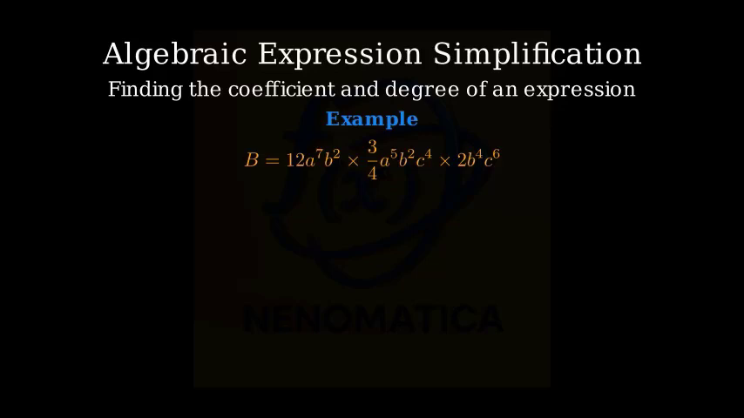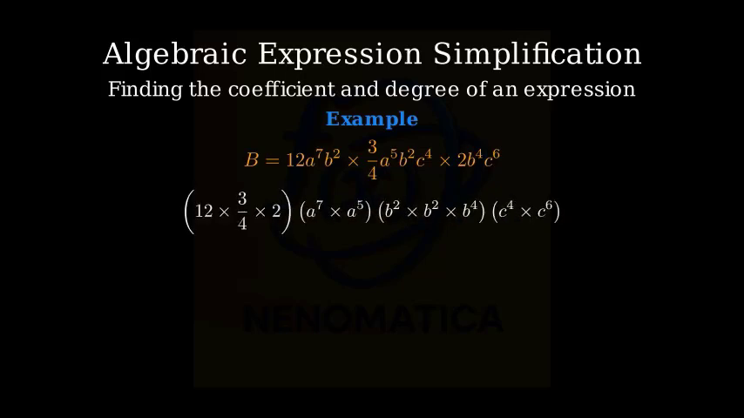Step 1. Let's regroup and organize the terms to make our calculation easier. First, I'll group the numerical coefficients together, and then group each variable with its respective powers. So we have 12 times 3 over 4 times 2, which we'll calculate in a moment. Then we have a to the power of 7 times a to the power of 5. Next, b to the power of 2 times b to the power of 2 times b to the power of 4. And finally, c to the power of 4 times c to the power of 6. For clarity, I'll rearrange this using parentheses to separate the numerical part from the variables.